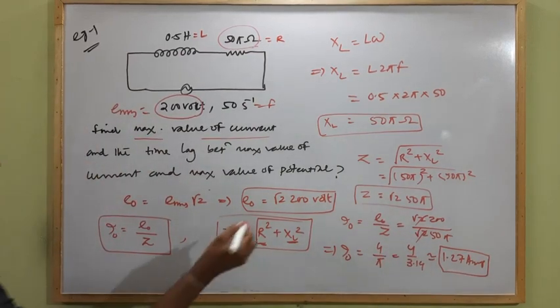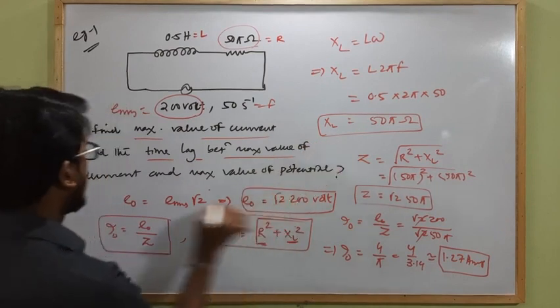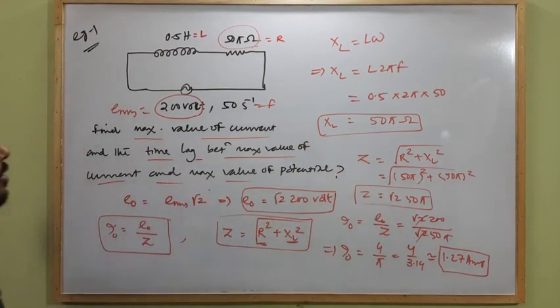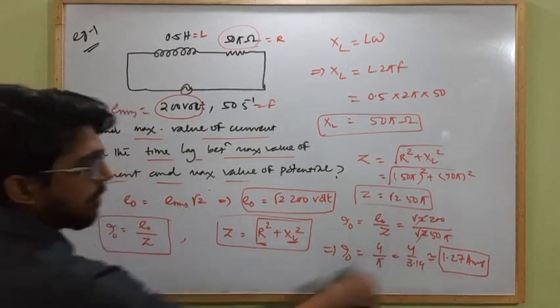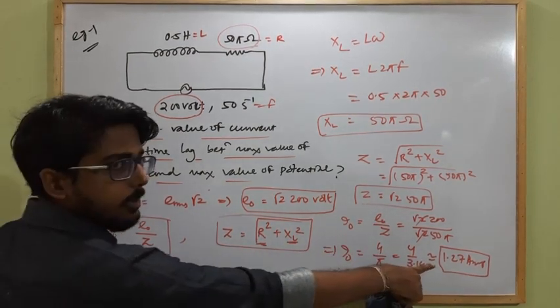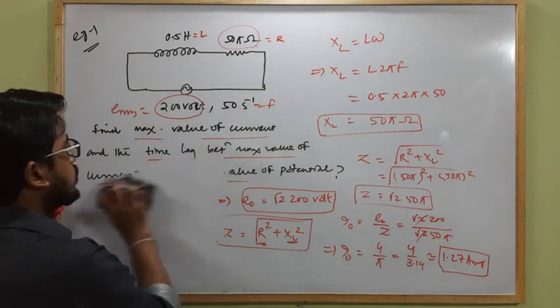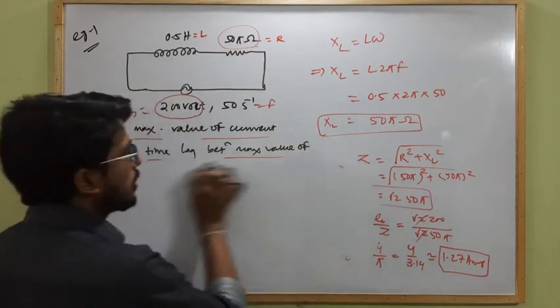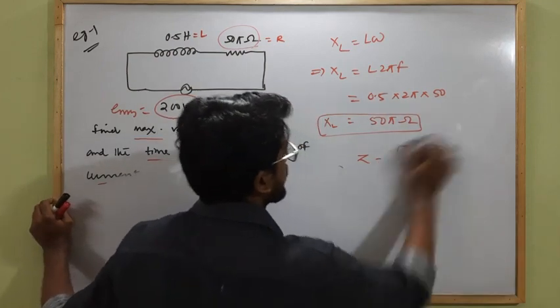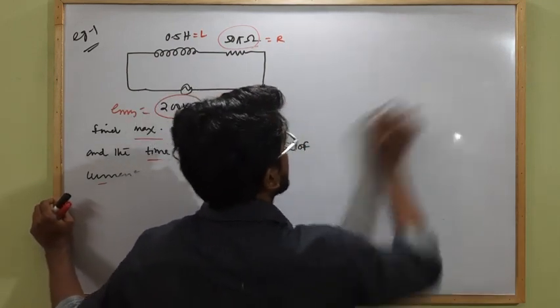So now we have to find out the time lag between the maximum value of current and the maximum value of potential. So how we can calculate? Already this is the value of the maximum current, or the peak value of the alternating current that is allowed to flow through this LR circuit. So now we have to find out the time lag between maximum value of current and maximum value of potential.